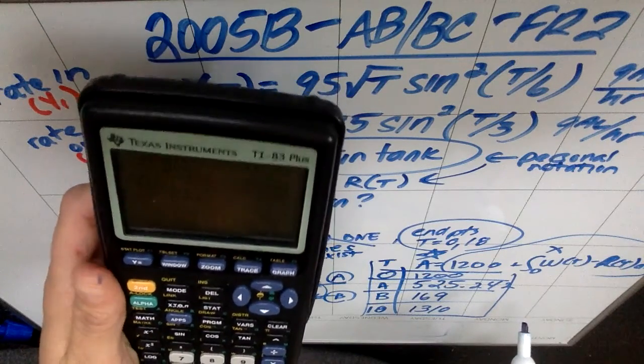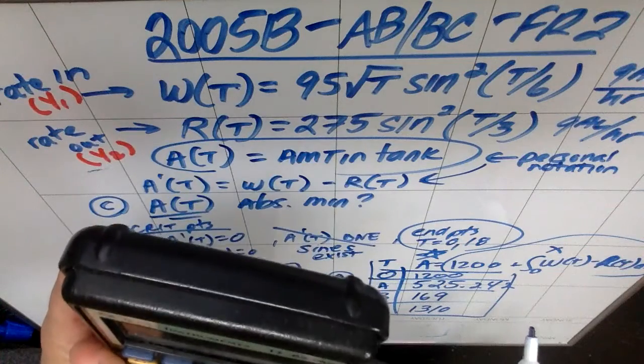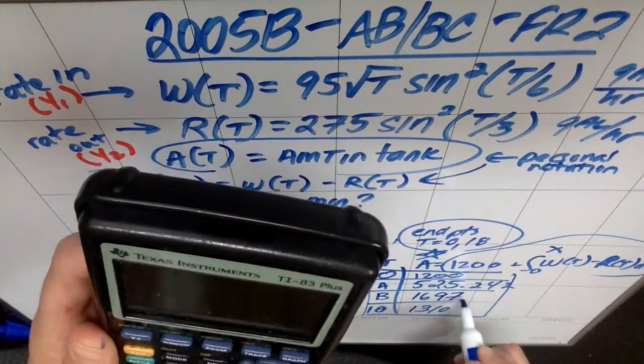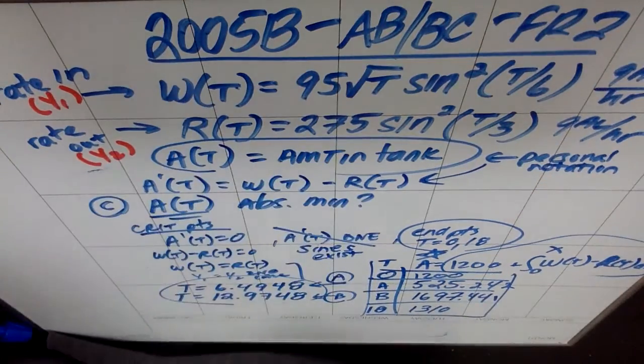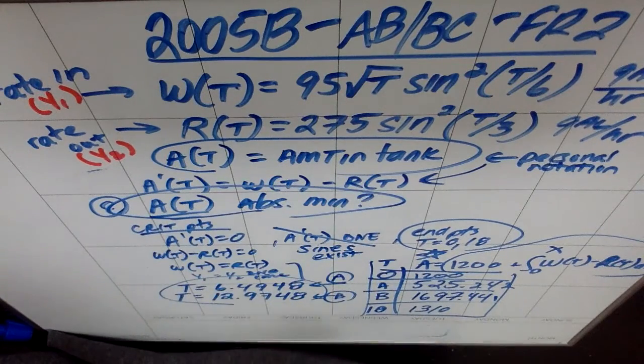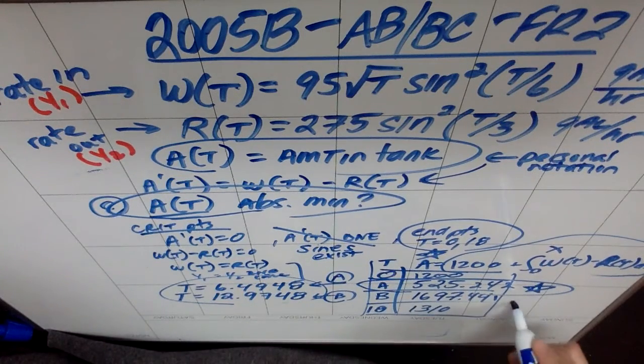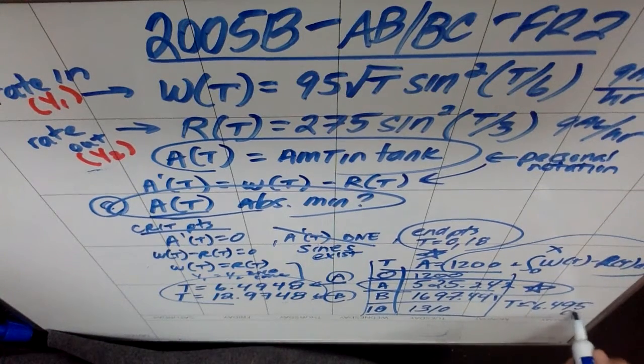Oh, math. There we go, 1697.441. Now, they asked me to find the absolute minimum. So the absolute minimum happens here, right? So my answer is at T is approximately 6.495 or 4, depending if you round or truncate. And I should put units. The units were measured in hours, right?